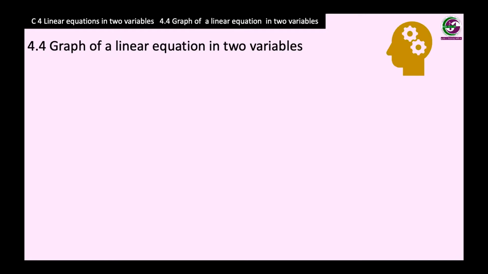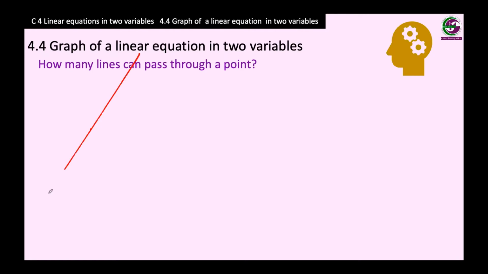Let's start this lesson with a question. How many lines can pass through a given point? Suppose you have a given point, and passing through that, how many lines can be drawn? Let's see if you have a point here. Passing through this, how many lines can you draw? This is one of the lines. Another one, second line, third line. And do you think that's the only line? We still can draw many more lines, right? So we can draw uncountable number of lines passing through a given point.